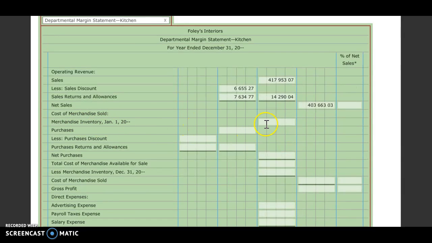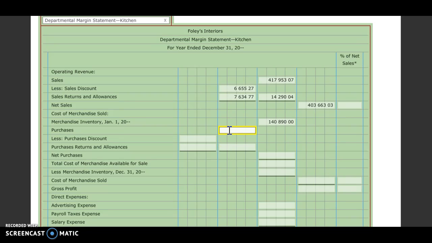Moving on, the next section is my cost of merchandise sold. First, my merchandise inventory on January 1st. For that, I'm actually going to need another document. I'm going to look at my general ledger from the Work Together on 4.1, and I'm going to look at that December 31st balance that they're showing us. And so that's going to be 140,890.